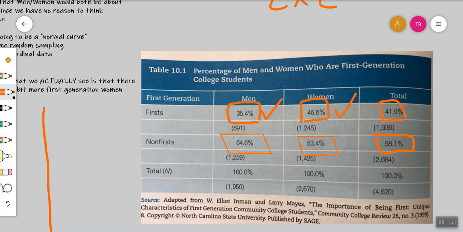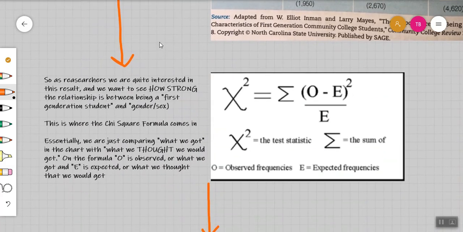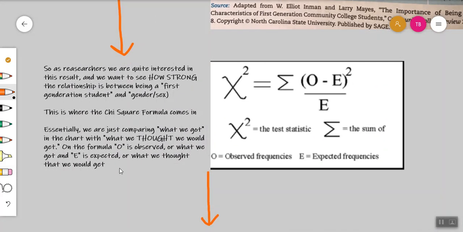So now the researchers think, okay, it does look like there's a difference, but how strong is this relationship? So they're going to test their hypothesis that there's a gender difference between men and women in first and non-first generation students. So how do we do that? This is where the chi-square test comes in. Also, this is the basic formula here. We'll go through it in just a little bit. But essentially here, they're seeing how strong the relationship is. They want to see how strong first generation status is with gender or sex.